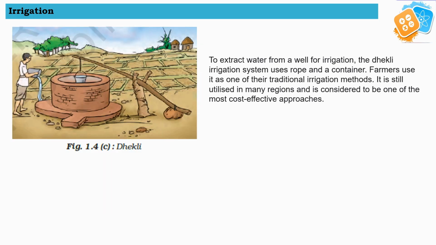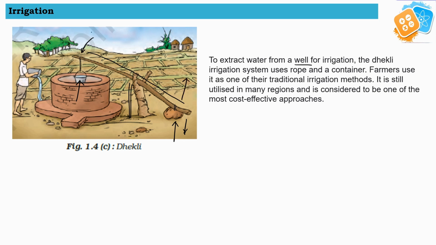Now our third irrigation system is Dekli. In this system, to extract water from a well for irrigation, the Dekli irrigation system uses a rope and a container. As we can see, one big log of wood will be there and that will be supported on another log of wood. One end of the log will have a huge rock or a weight so that it will help to take out the water from the well. So once it goes down towards the earth, the water-filled bucket will come up. Once the farmer takes the water from the bucket, there will be no weight in the bucket. This end of the log will go down and the other end will go up.